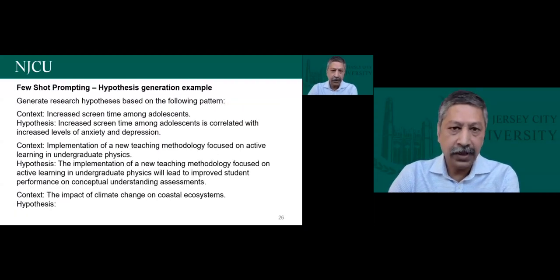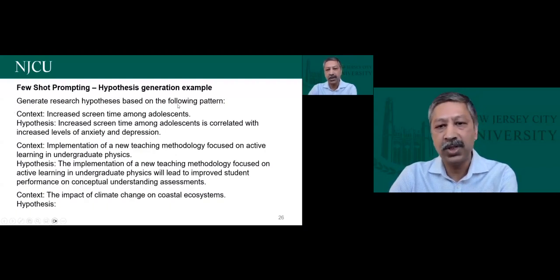So for example, here, this is a few-shot prompting example where you are generating a hypothesis, for example, right? So the prompt reads, generate research hypothesis based on the following pattern, and you give it some examples. Context: increased screen time among adolescents. Hypothesis: increased screen time is correlated with increased levels of anxiety and depression, and so on. You give it a bunch of examples, and then you give it the last one, which says the impact of climate change on coastal ecosystems, and then it will generate a hypothesis based on the examples that you provided.